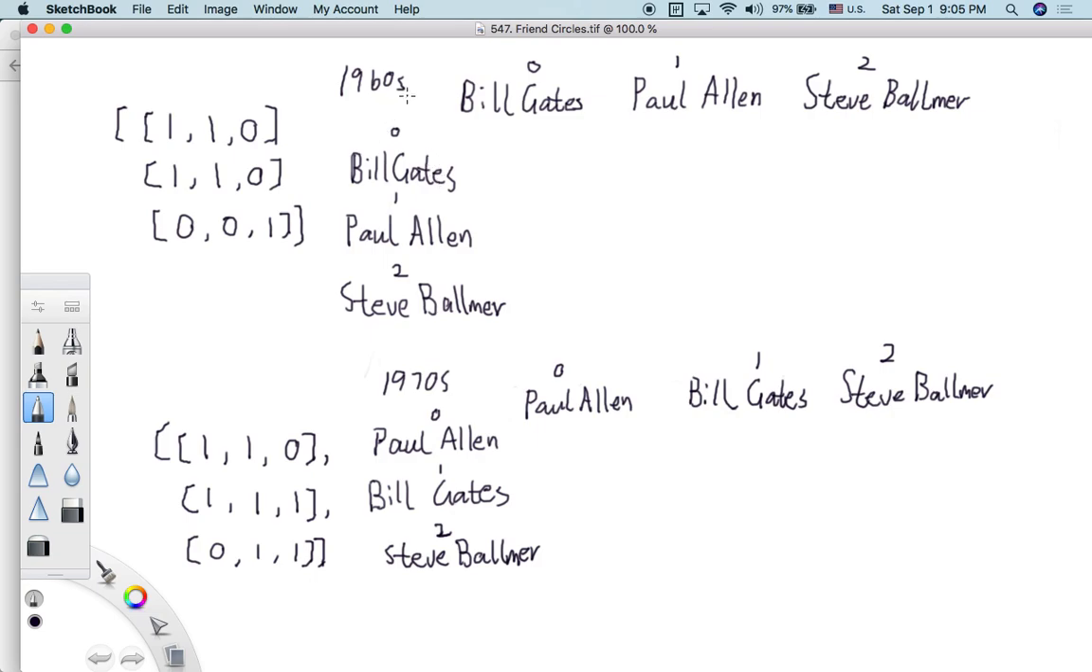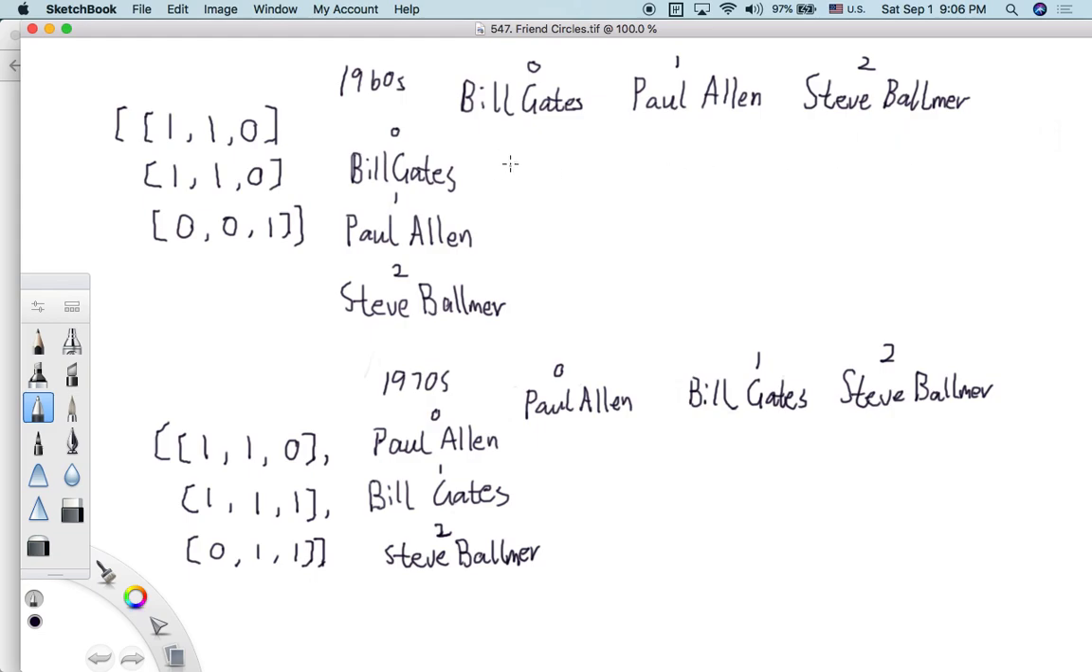Back in the 1960s, there were three persons: Bill Gates, Paul Allen, and Steve Ballmer. Let's mark them with number indexes: Bill Gates 0, Paul Allen 1, Steve Ballmer 2. At that time, Bill Gates and Paul Allen were already friends. They both went to the same middle school in Seattle, Lakeside Middle School, so they became good friends. But at that time, neither Bill Gates nor Paul Allen knew Steve Ballmer.